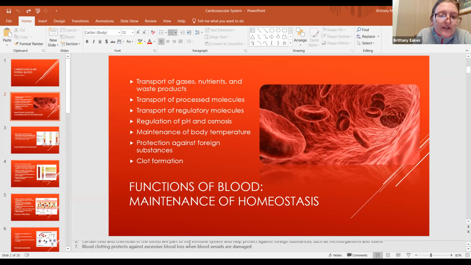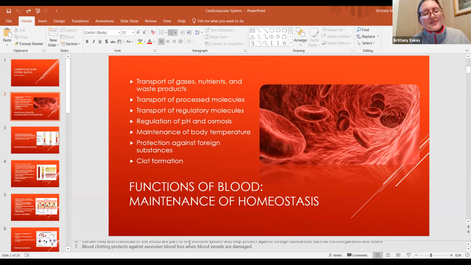And then we also have clot formation, another function of blood that protects against excessive blood loss when a blood vessel is damaged. I'm going to show y'all how that happens towards the end of this lecture. So in our blood, we have fibrin. When there is damage to a blood vessel, that fibrin goes in and patches it up.